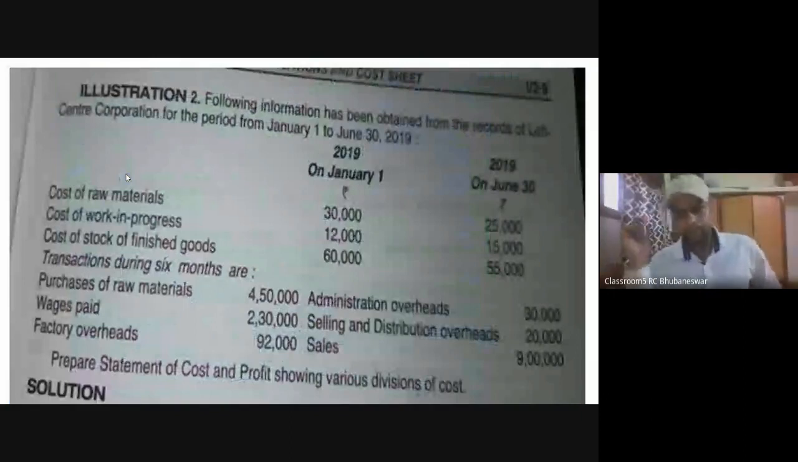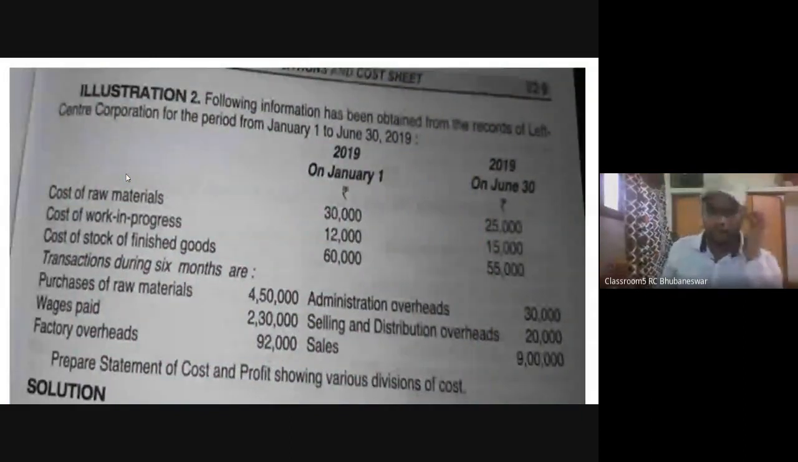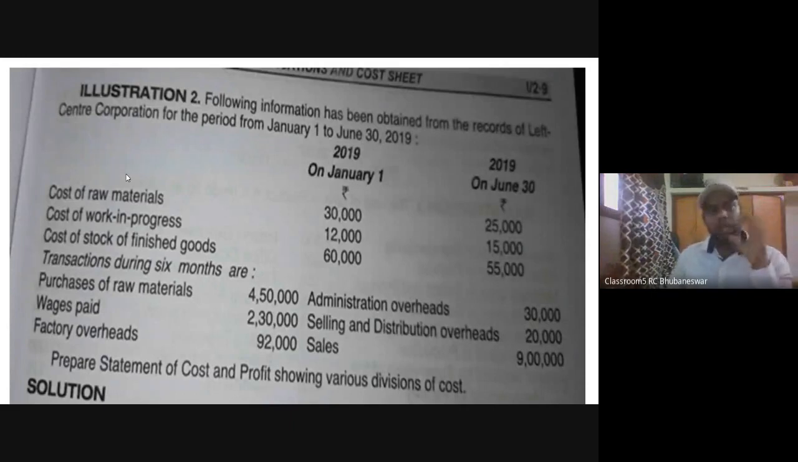Coming towards a problem part. See here, we have a problem and we will discuss that one also. It is also separately given. Following information has been obtained from the records of Left Center Corporation for the period from 1st of January to 30th of June 2019. That means during this 6 months period, the organization has made some purchase, sale, and everything, and it is given in this form.